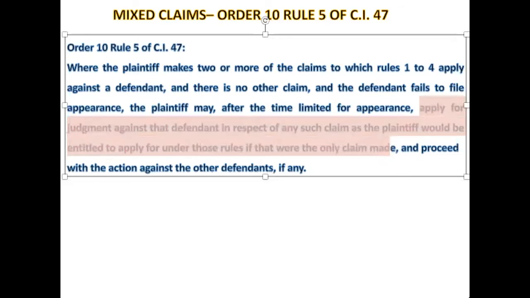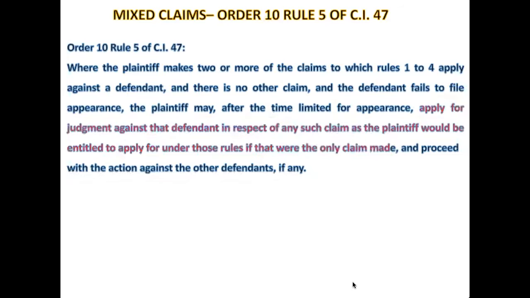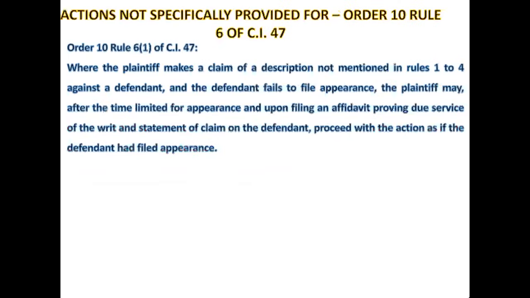So you see, Order 10 Rule 5 says that you can apply for judgment against the defendants in respect of any such claim as the plaintiff would be entitled to apply for under those rules, if that were the only claim that were made. So if relief A is liquidated, relief B is unliquidated, relief C is this, apply for the individual judgments that you can get, assuming that were the only one that you were going for. So if it's liquidated, you go for the final, unliquidated, you go for the interlocutory, and it goes like that.